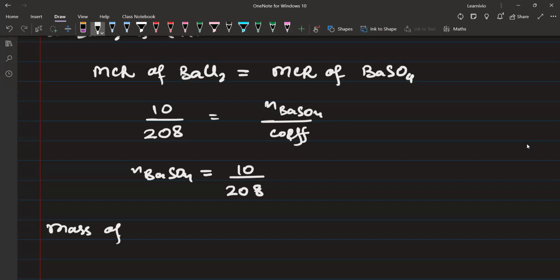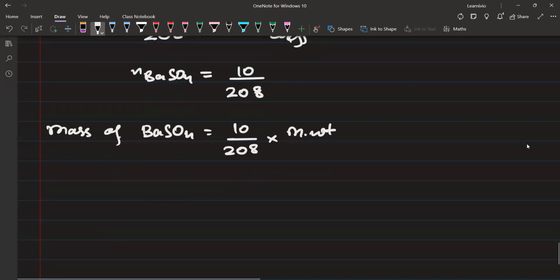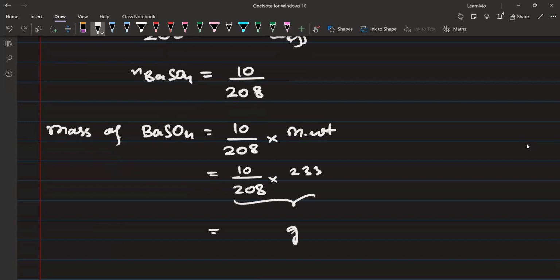Mass of BaSO4 is equal to the number of moles multiplied by the molar mass of BaSO4. मोलर मास 233 होता है इसका. 10 upon 208 multiplied by 233. You will multiply these things, you will get a number and that will be in grams. इस तरह से आपके पास आ जाएगा.